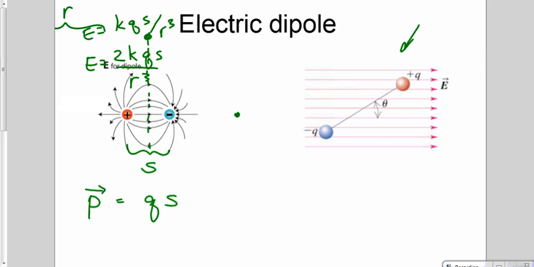So if you think about what happens to any charge when we put it in an electric field, it will feel a force. And positive charges will feel a force that's in the direction of the field, and the negative charge will feel a force opposite the direction of the field. And so if you can imagine those two, they are equal forces but in opposite directions.